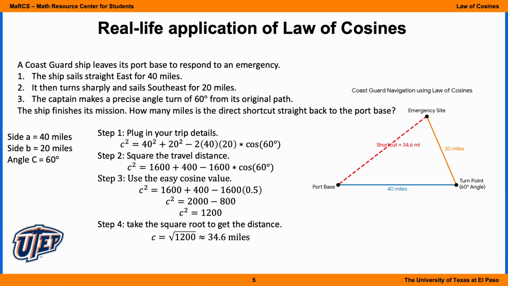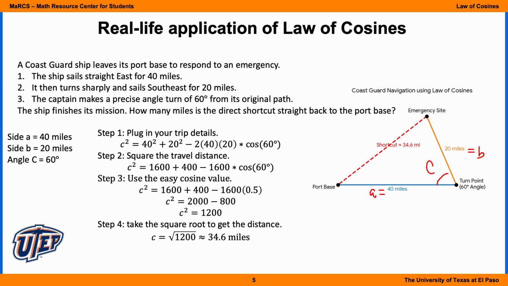Now here's a real-life application of the law of cosines. We're given that a Coast Guard ship leaves its port base to respond to an emergency. The ship sails straight east for 40 miles, so this portion right here. Then it turns sharply and sails southeast for 20 miles, this length right here. The captain makes a precise turn of 60 degrees from its original path, so right here, this angle. The ship finishes its mission. How many miles is the direct shortcut straight back to the port base? So we need to find this length right here.